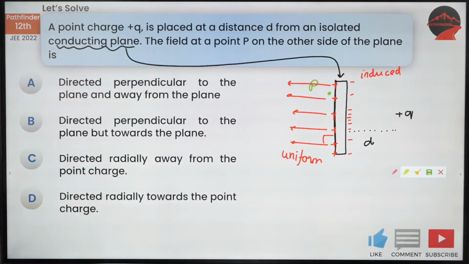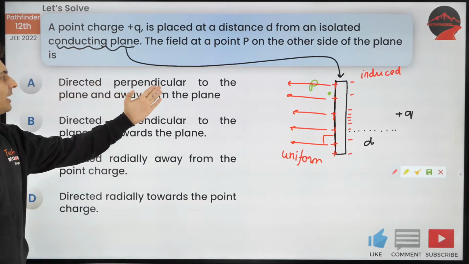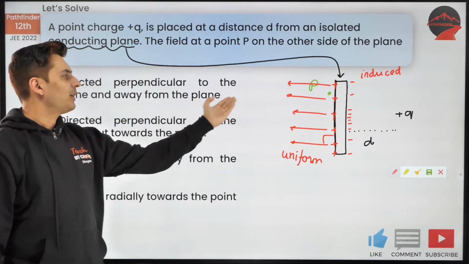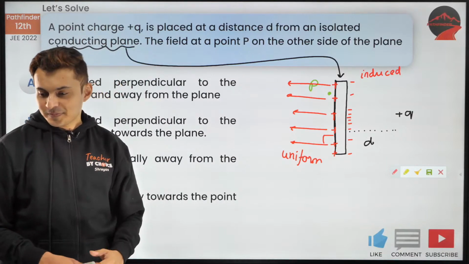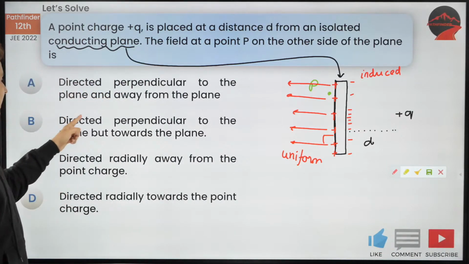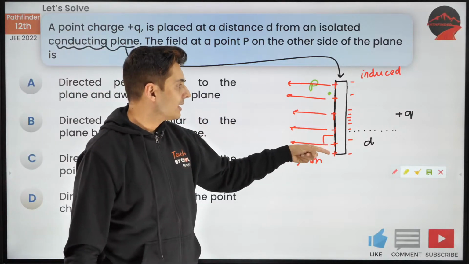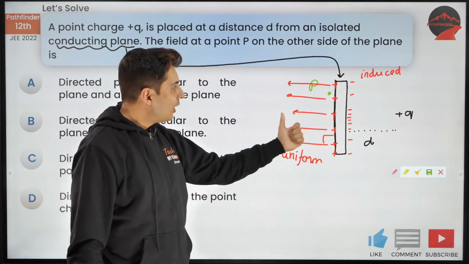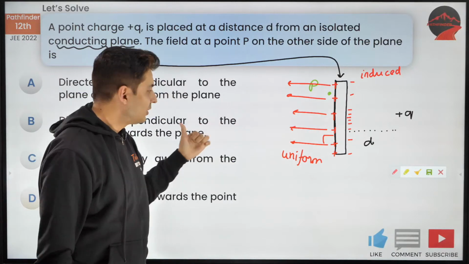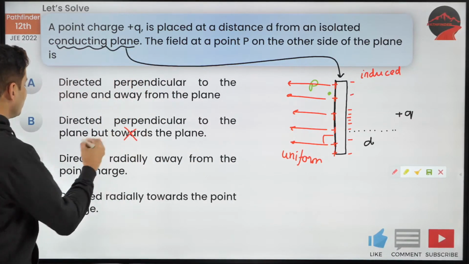So check which of the following options are correct. I think directed perpendicular to the plane and away from the plane. You can see that B is not correct. See, directed perpendicular to the plane, but towards the plane. That means towards the right side. Guys, this is a positive charge. How can it be directed towards that side? So it should be away. So this word towards is wrong.